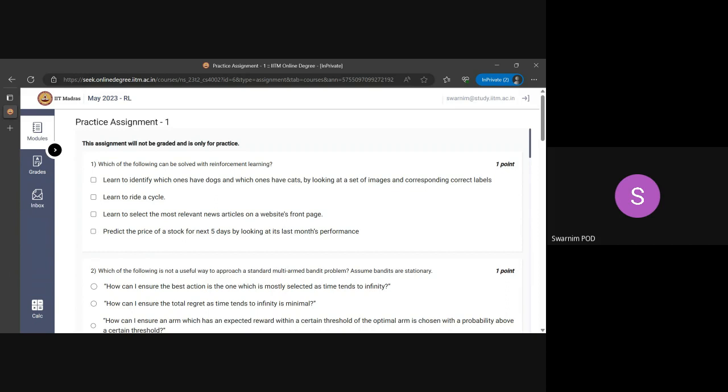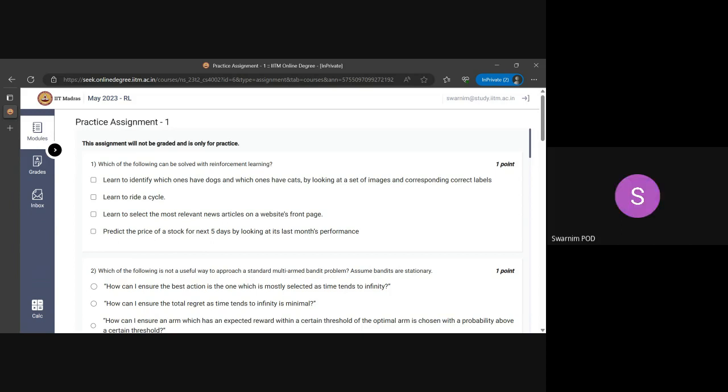Learn to identify which images have dogs and which have cats by looking at a set of images and corresponding labels. So my question is that there are papers and programs where we can use reinforcement learning to do image classification. Reinforcement learning for image classification? Okay. Yeah, I can send a link, using something like Q-learning. I don't get the meaning, but there are such things.